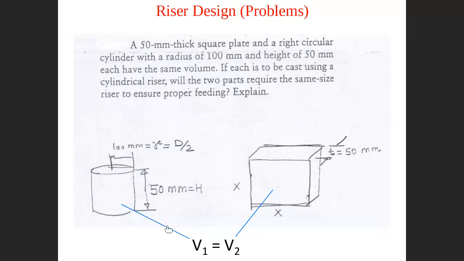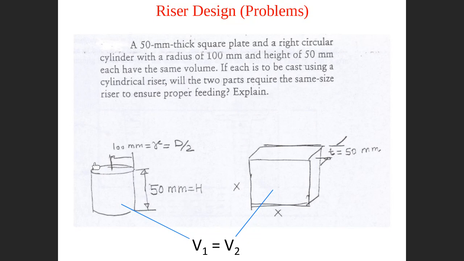So we know the volume of the cylinder because we know the diameter or radius and height. Then the volume here we know, and the volume here is the same. Then we can obtain the dimension here. So the dimension can be obtained. So this is the first one.